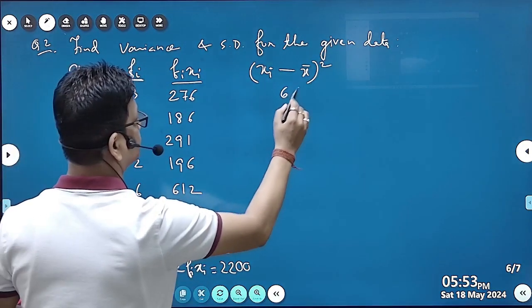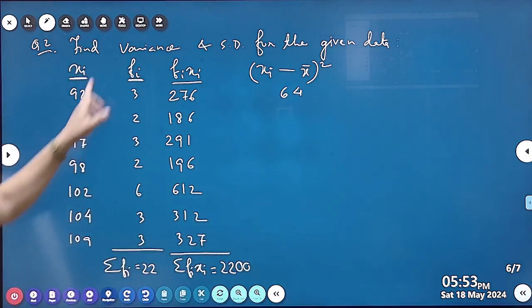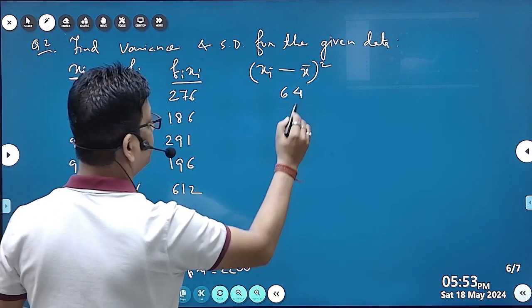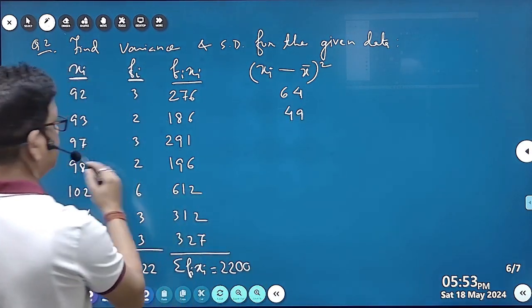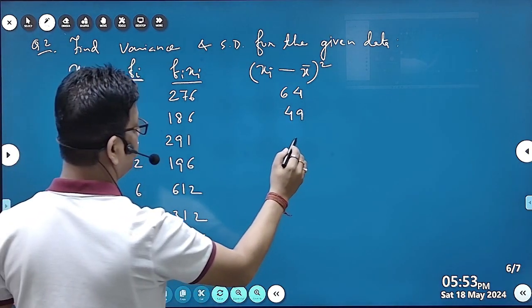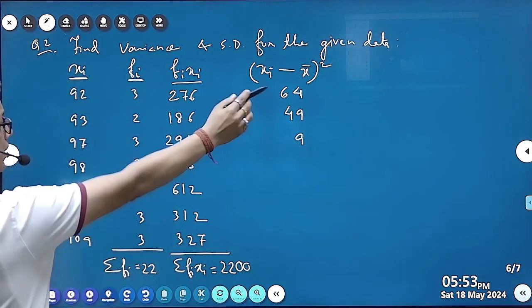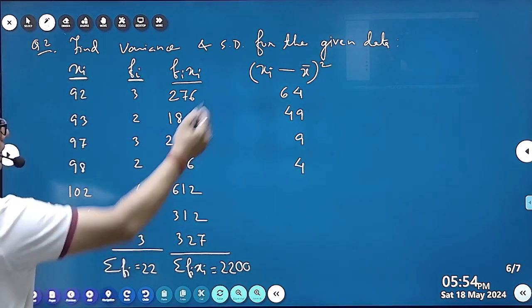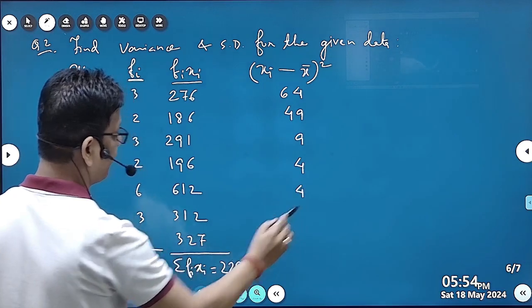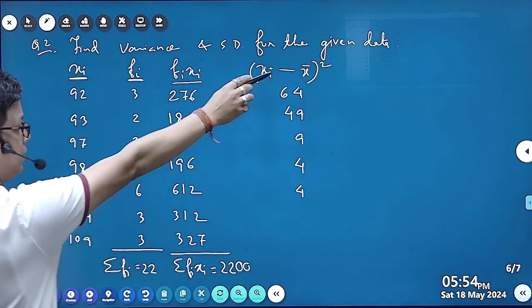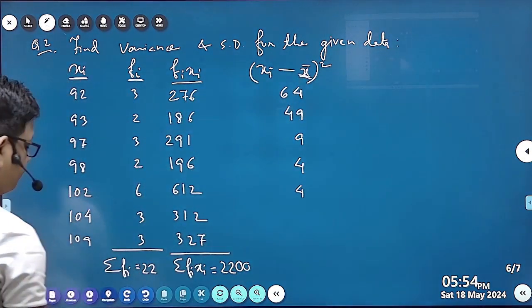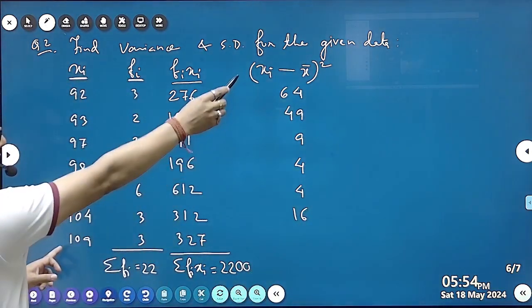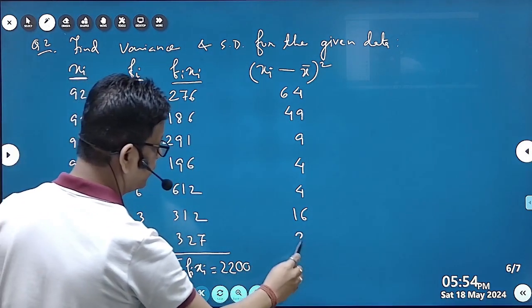Okay, let's try 93. x bar is 100, right? 93 minus 100 will be minus 7, so the square will be 49. 97 minus 100 will be minus 3, the square will be 9. 98 minus 100 will be minus 2, the square will be 4. 102 minus 100 will be 2, so the square will be 4. 104 minus 100 is 4, so 4 squared is 16. And 109 minus 100 will be 9, squared is 81.